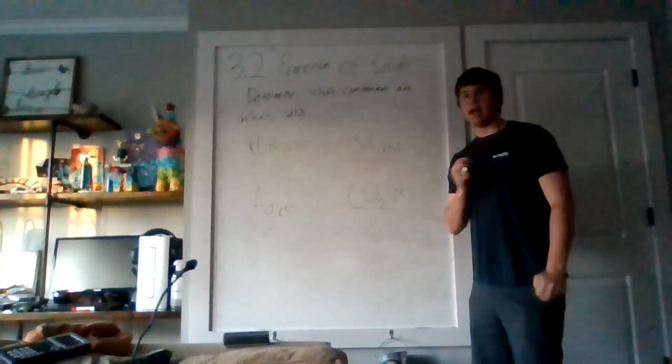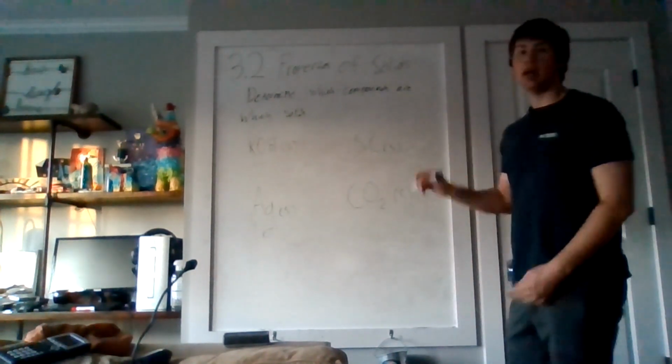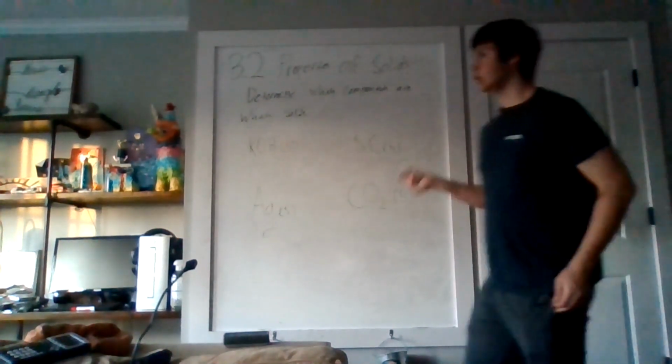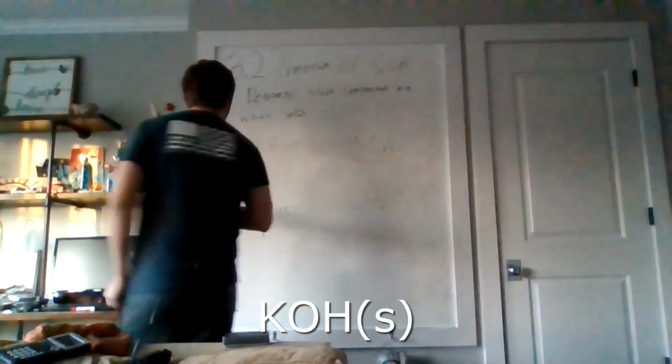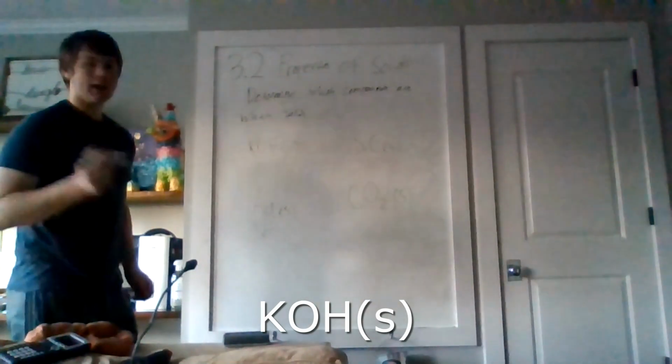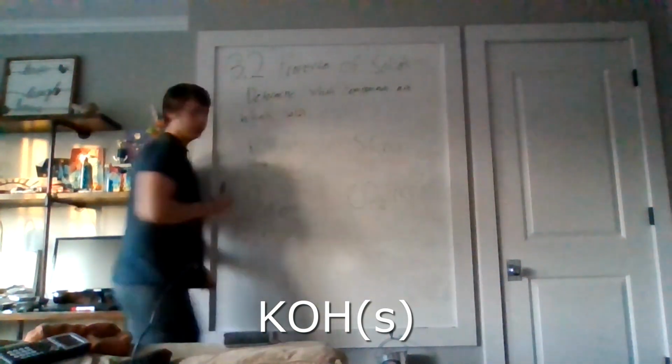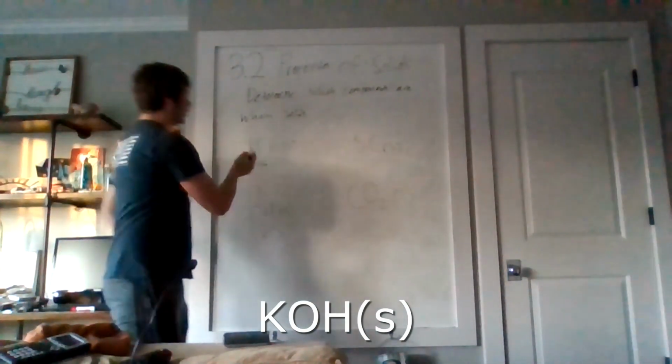An important skill to have is to be able to distinguish, based off of the chemical formula, what kind of solid a compound will form. KOH will form ionic because we have two ions combining to form an ionic compound, our K+ and hydroxide.